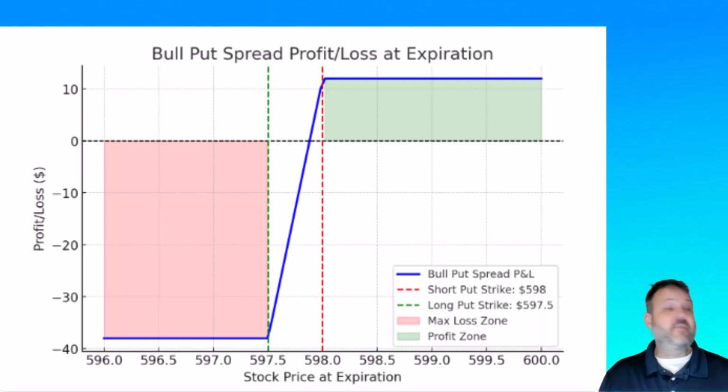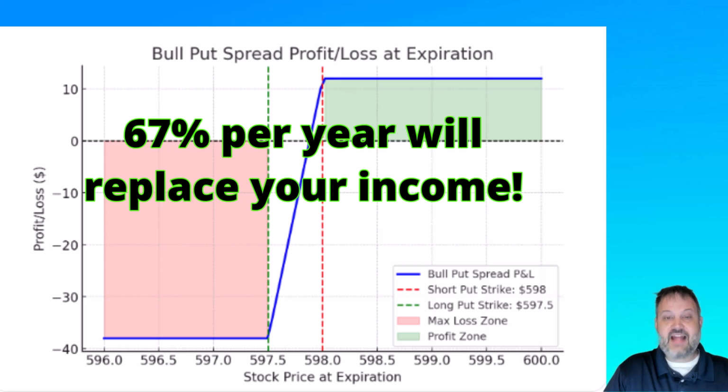We're trying to hit 1% a week, and that seems like it's not a lot, but if you do that every week for 52 weeks, that's about a 67% return on your investment. All right, now that's the bull put spread.